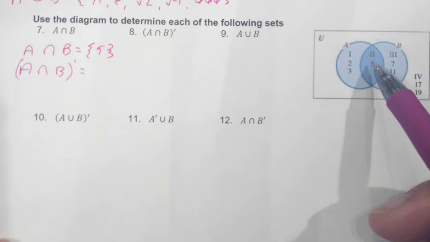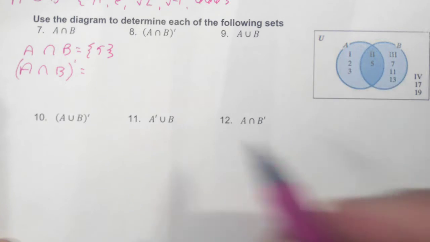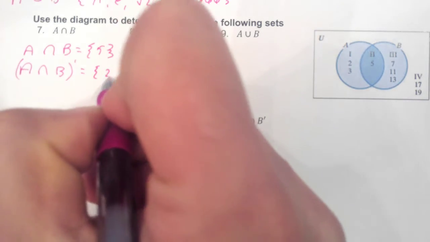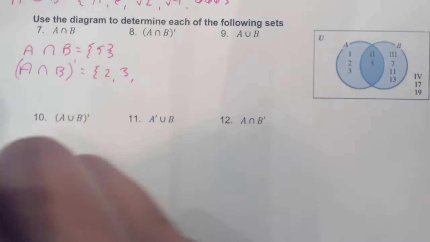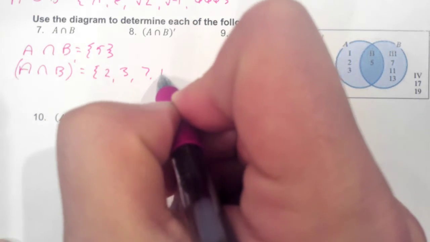Okay, so 5 is the only thing in there. Everything else would be the complement. So that would be 2, 3, 7, 11, 13, and 17 and 19.